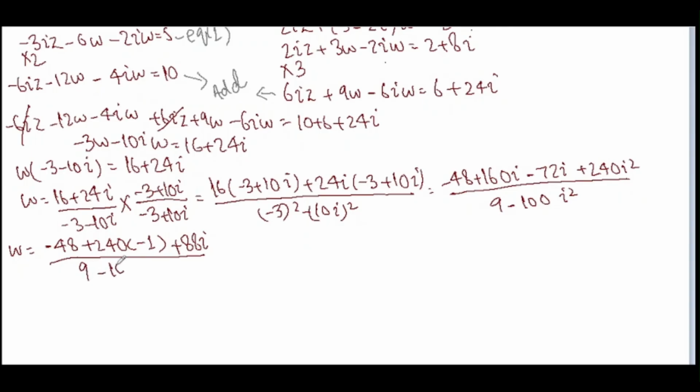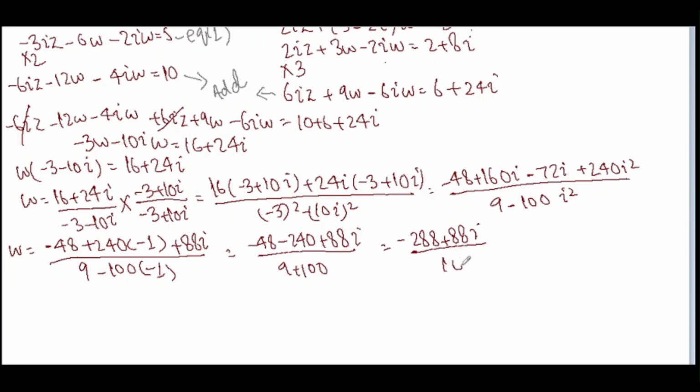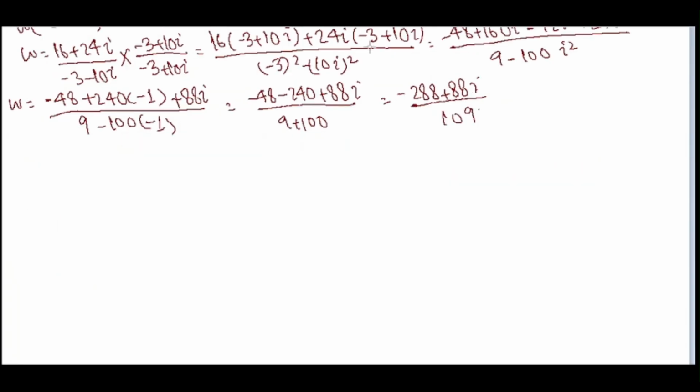9 minus 100 into iota square gives us minus 1 equals minus 48 minus 240 plus 88 iota whole divided by 9 plus 100 equals minus 240 and 48 gives us minus 288 plus 88 iota whole divided by 109. Now we have found the value of w, which is minus 288 plus 88 iota divided by 109. Now we also have to find the value of z.